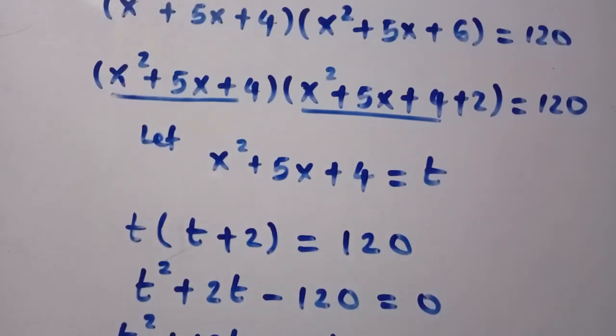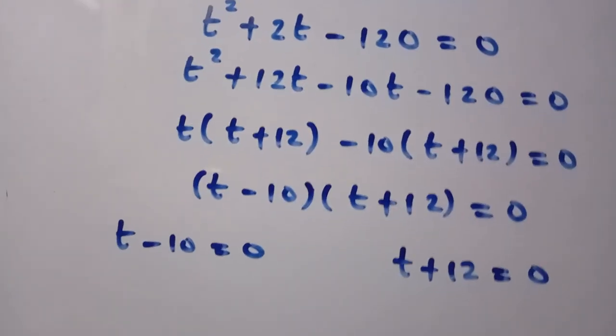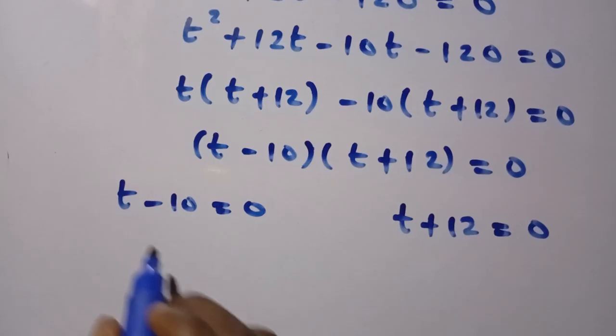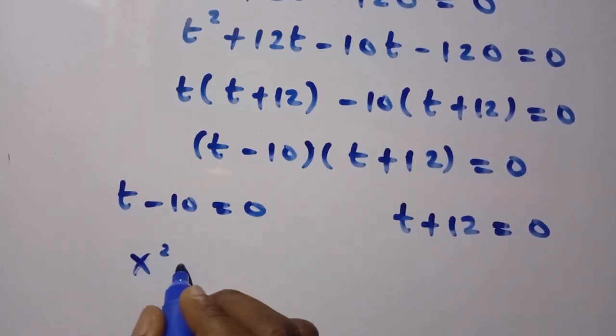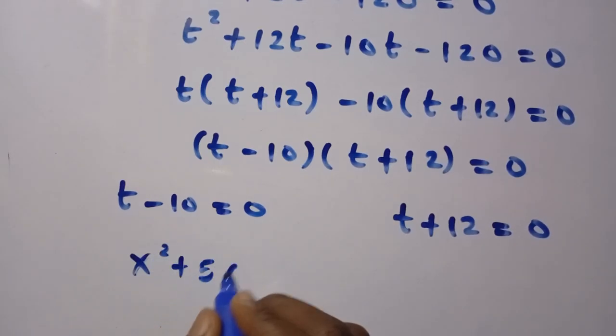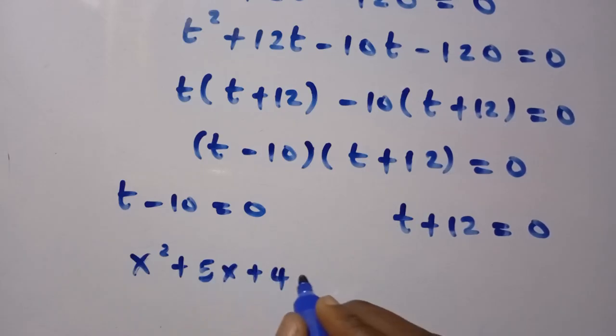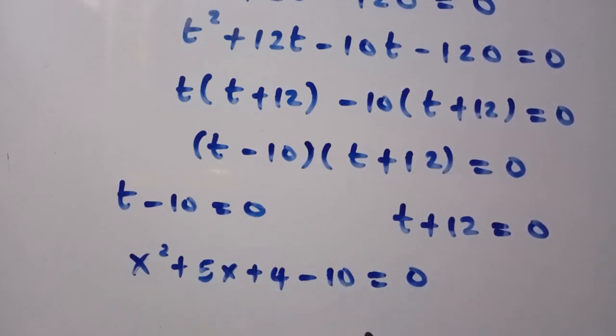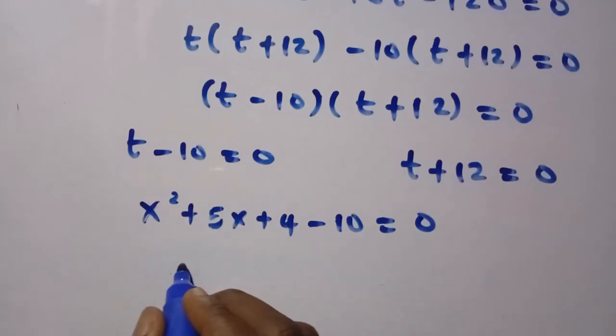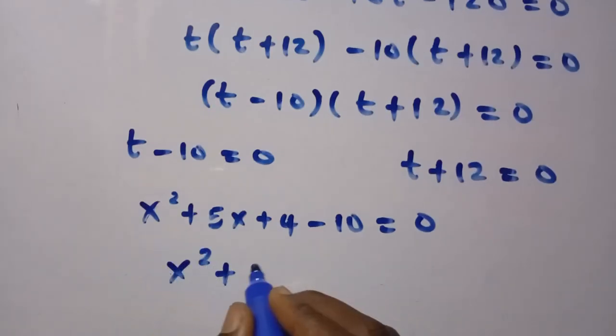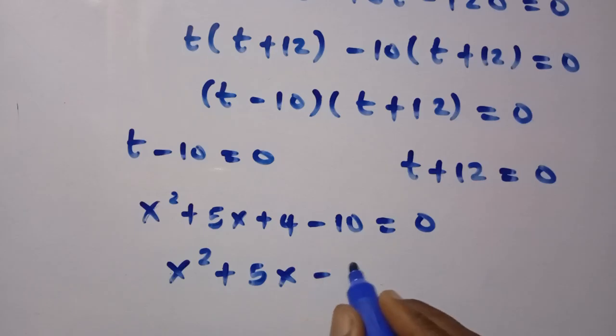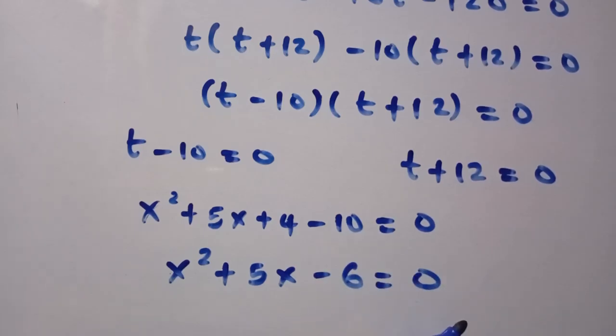But from the above, we have already let x squared plus 5x plus 4 equal t. Then by replacing it in the first one here, we are going to have x squared plus 5x plus 4 minus 10 equals 0. By solving this one, we have x squared plus 5x minus 6 equals 0. And this is a quadratic equation. So let's try and solve this.